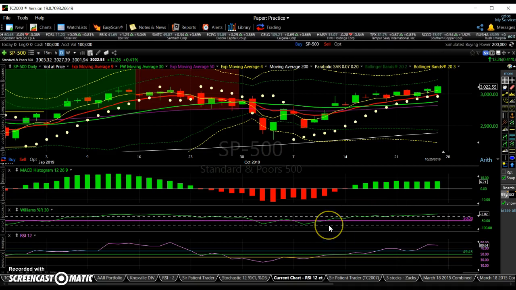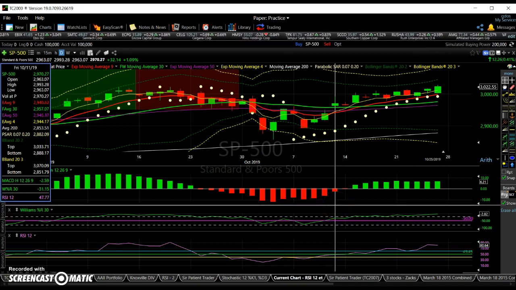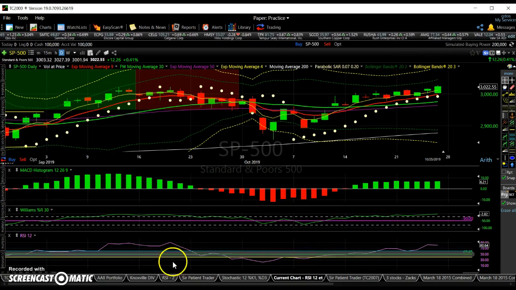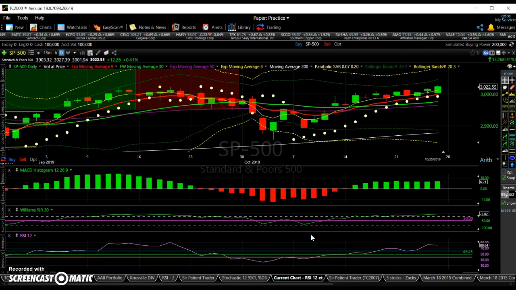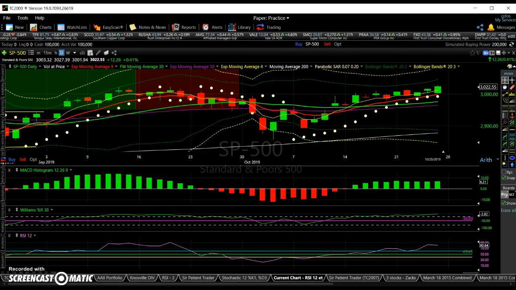As far as Williams percentile is concerned, we crossed above it here, and we've remained above the magenta line since then. And with RSI 12, although it's not as predictive on the daily as on the weekly chart, it still shows us some indication of upside movement here. So all in all, I think this market really wants to go higher, and we'll see how that turns out for the coming week.